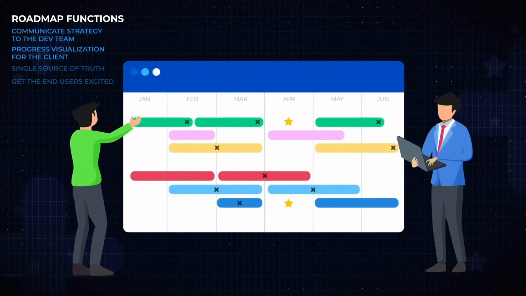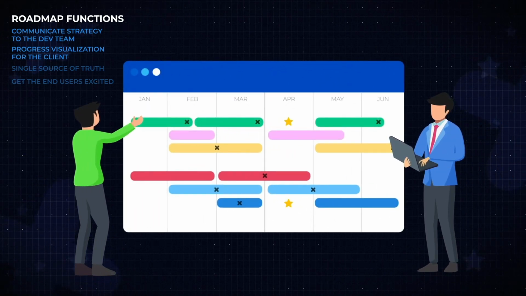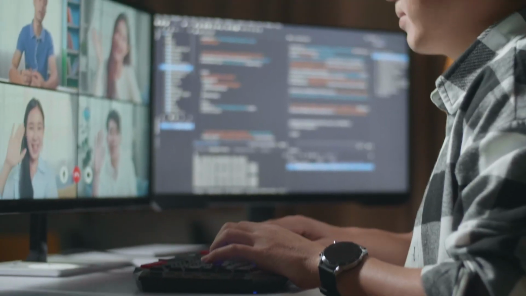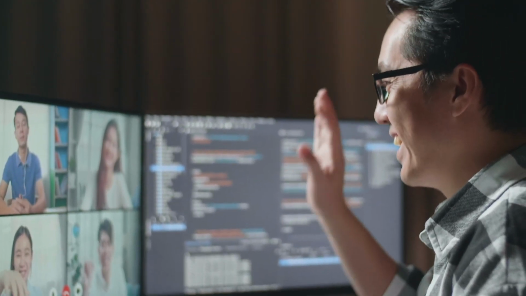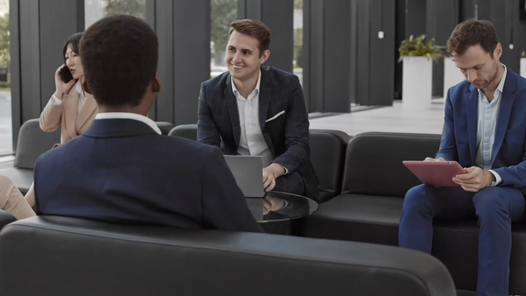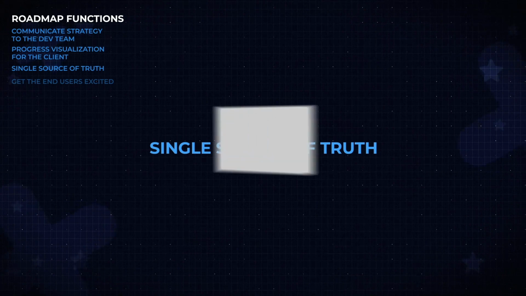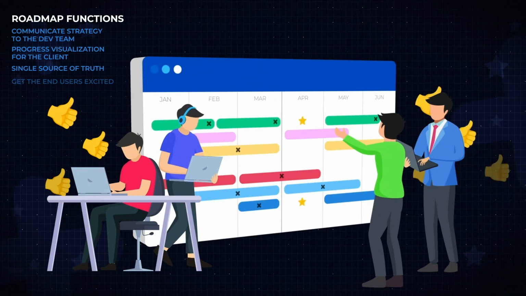The second is progress visualization for the client. The roadmap is used to show the stakeholders what's already been finished and ensure that the project follows the established timeframe. The third function emanates from the previous two. Developers and stakeholders both refer to the product roadmap as the single source of truth, diminishing the chance of misunderstanding or deviations from the original plan happening on the way.